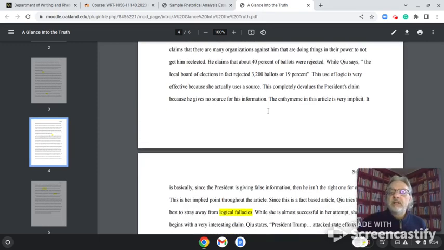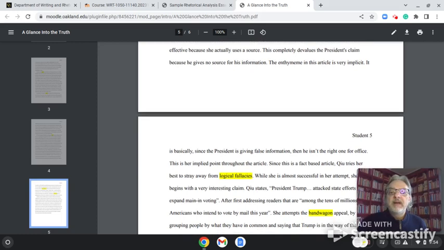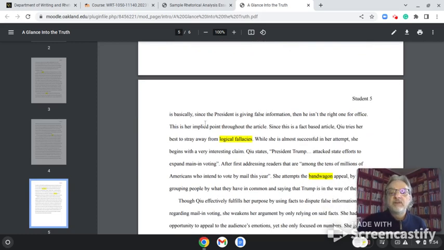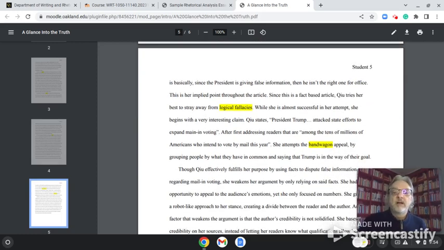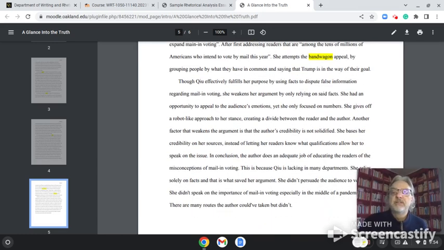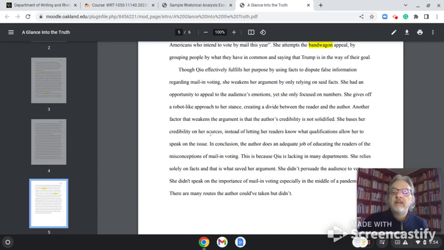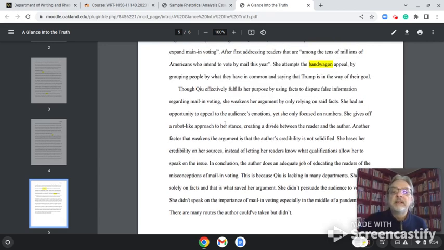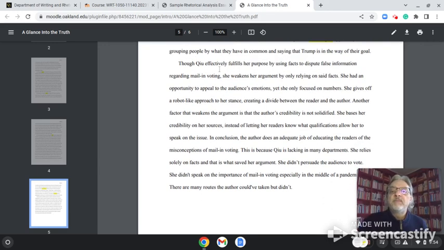This particular student found that the thing that stood out to her was that there were logical fallacies, so she added logical fallacies in there. You can add logical fallacies if you want to, but it's not as much a part of the assignment. And then she says she effectively fulfills her purpose using these things, and then based her credibility.